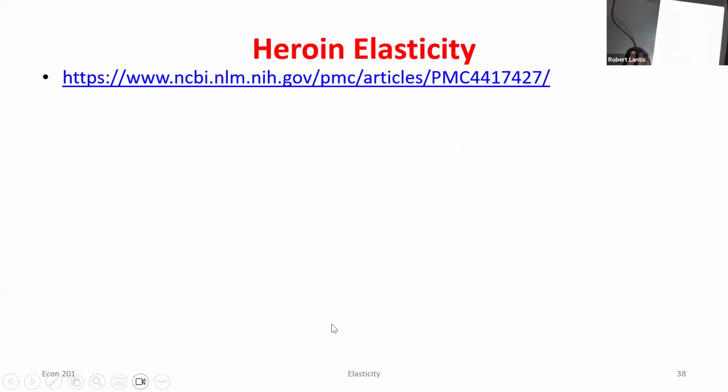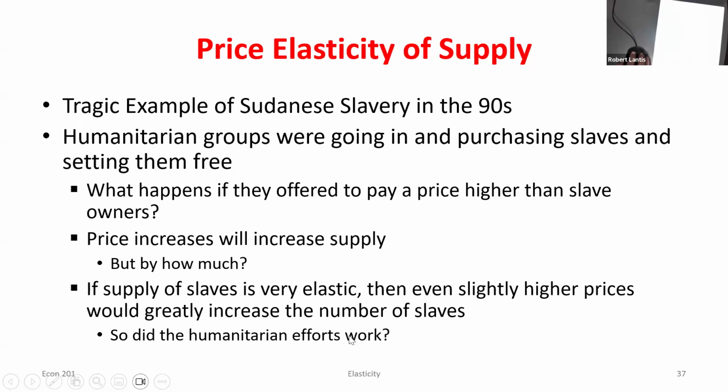So did the humanitarian efforts work? No, right? They increased the price, they just increased the supply. So even though they were setting some of them free, there were now more slaves being sold, not just to the humanitarian groups, but to other people as well. Okay.